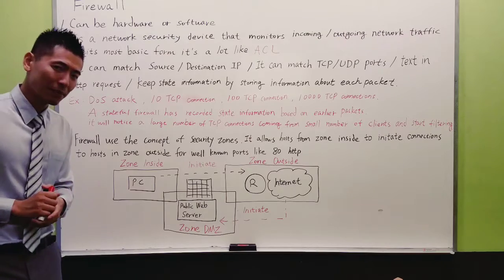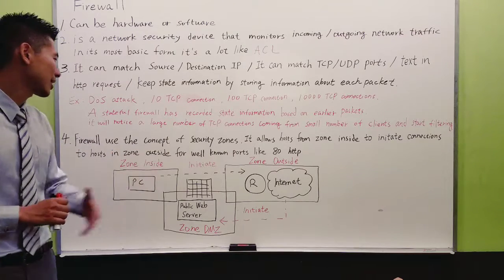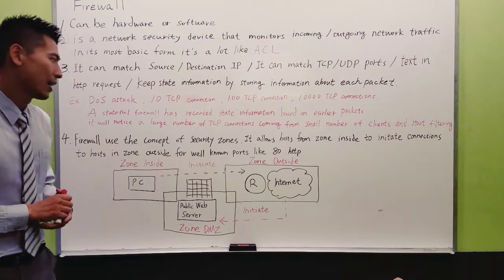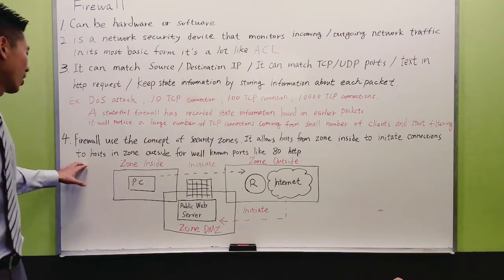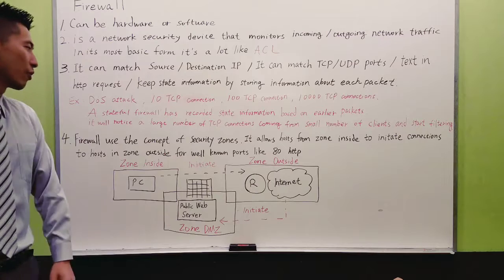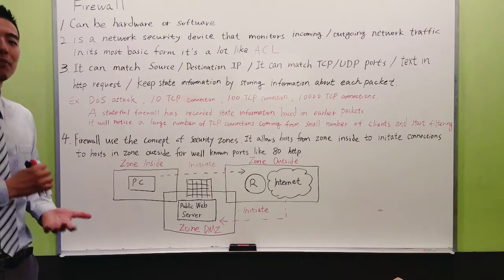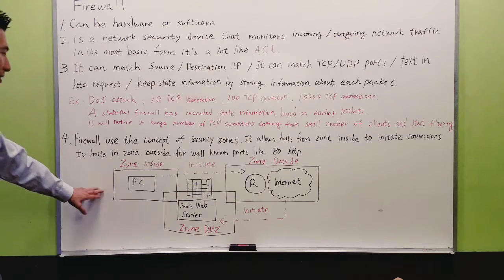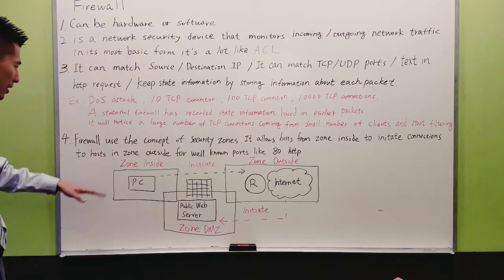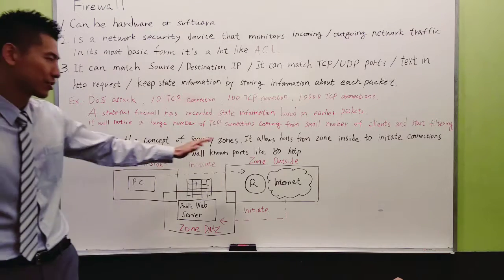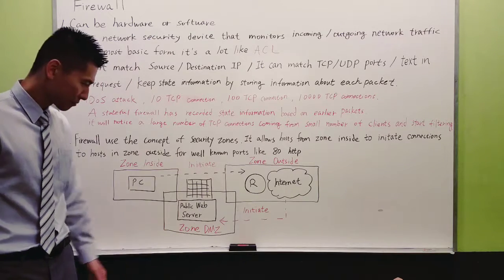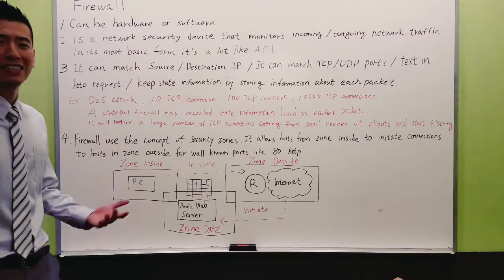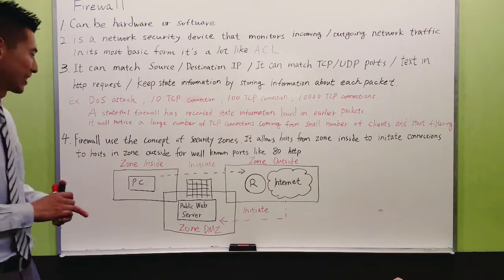Now, the next concept I want to talk about is that a firewall uses the concept of security zones. It allows hosts from zone inside to initiate connections to hosts in zone outside, for well-known ports like HTTP port 80. So here's a diagram. There are three zones here. Zone inside, zone outside, and zone DMZ, demilitarized zone. I'm always having trouble saying that word.